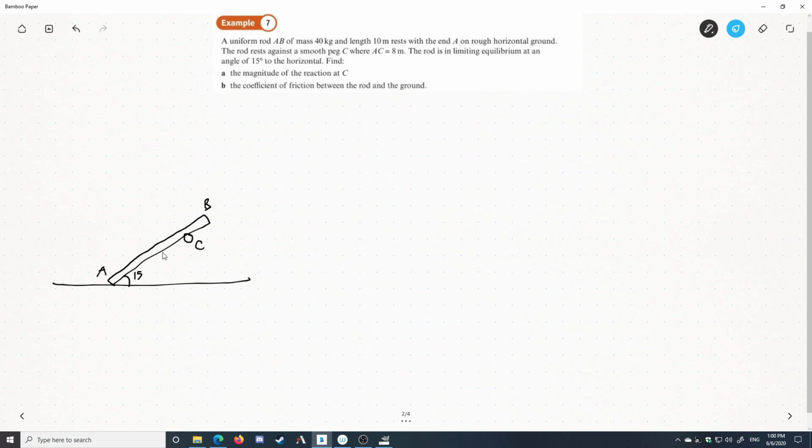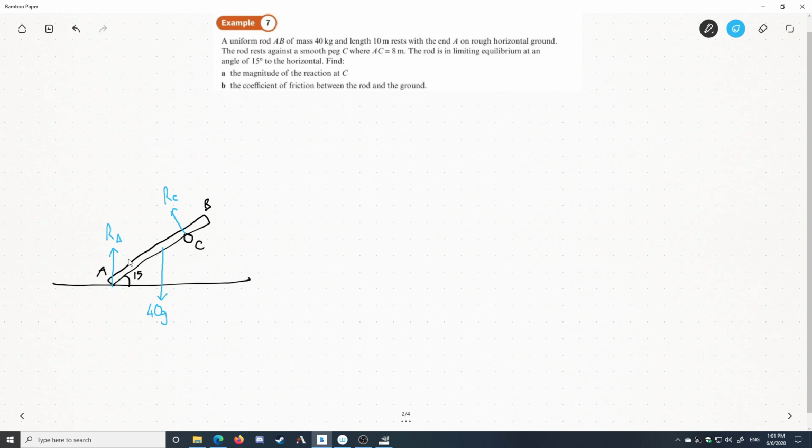So what forces have we got? Well, we've got the weight of the rod, which acts at its midpoint because it's uniform, 40 g-newtons. We've got a reaction force where the rod touches the ground. We've also got a reaction force where the rod leans on the peg, and this acts perpendicular to the contact, so it acts perpendicular to the rod.